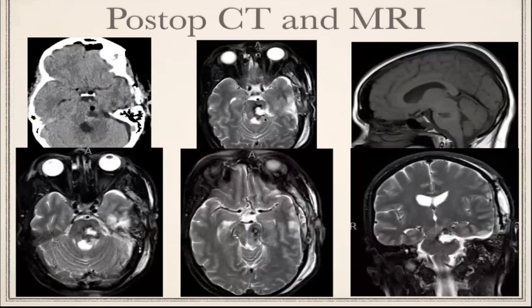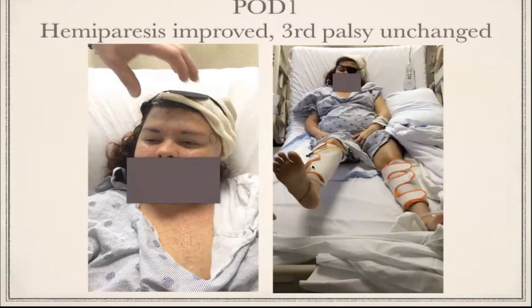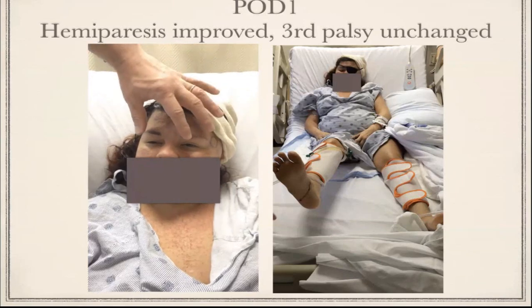It went really well. There it is, gross total resection. Here she is actually improved, like day 1, in her hemiparesis, although her 3rd nerve palsy was still unchanged, recovered fully 5 months later. But her hemiparesis within a day was already better. Can you open your eyes? Follow my finger. Left leg.